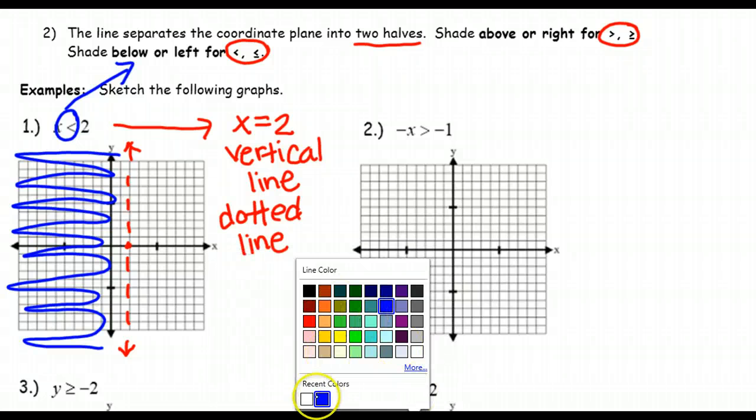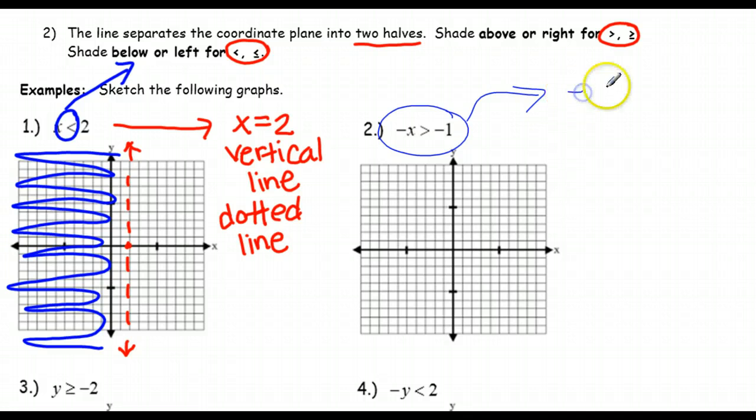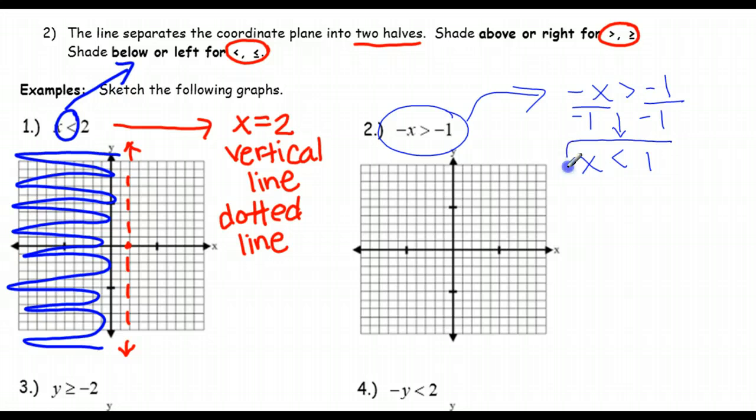All right, let's take a look at the second example. In our second example, negative x is greater than negative 1. Notice that x is not positive. Before we can get started, we have to rewrite this so that x is positive. So if the inequality is negative x is greater than negative 1, to make our inequality positive, we need to divide both sides by negative 1. Now remember, when you divide by a negative, you have to flip your inequality symbol. And negative 1 divided by negative 1 is positive 1. So the inequality we are actually graphing is x is less than 1.